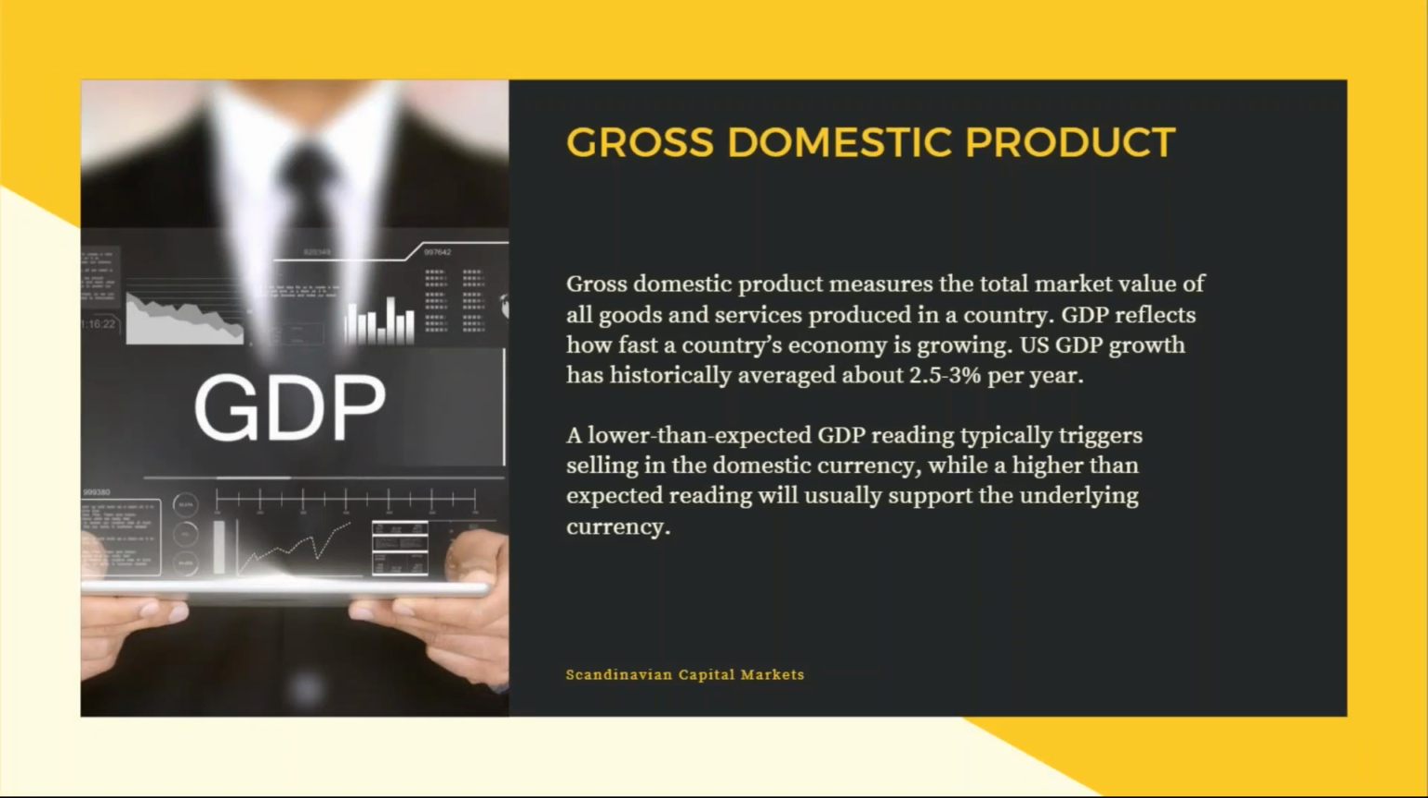Next up, let's talk about gross domestic product. Gross domestic product, or GDP, measures the total market value of all goods and services produced in a country. So GDP basically reflects how fast a country's economy is growing. For example, US GDP growth has historically averaged about 2.5 to 3% per year. And so how does this impact the market? A lower than expected GDP reading typically triggers selling in the domestic currency, while a higher than expected reading will support the underlying currency, as you'd expect. So a GDP reading that makes the economy look good will naturally boost that country's currency, and the inverse will depress the currency.